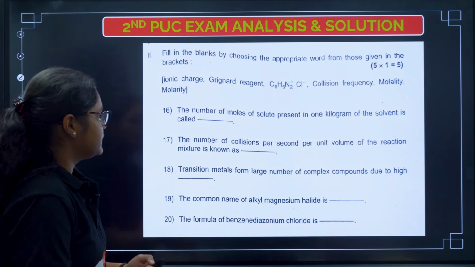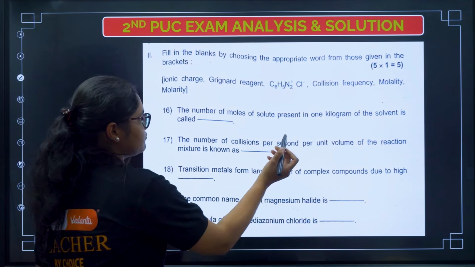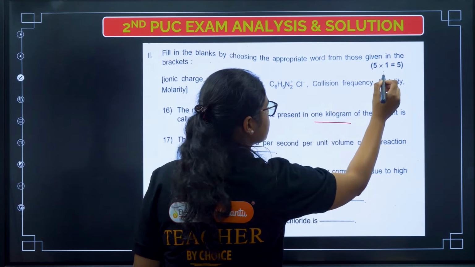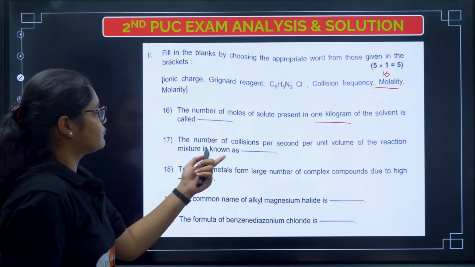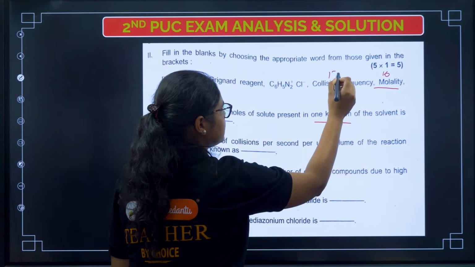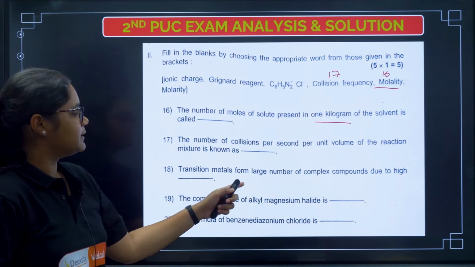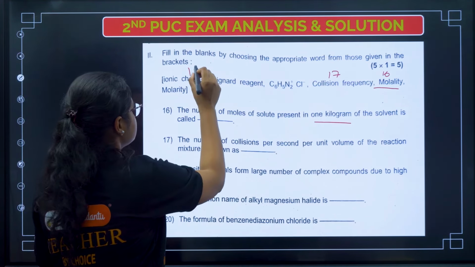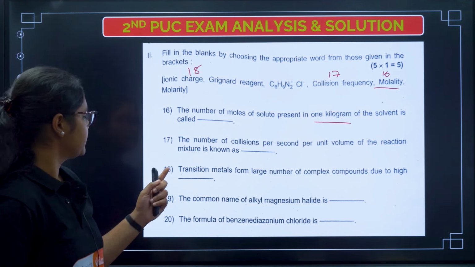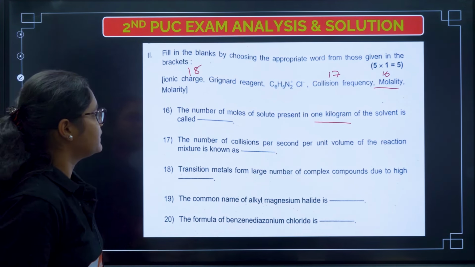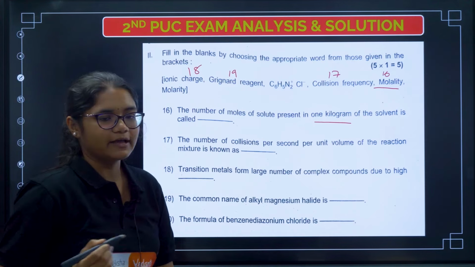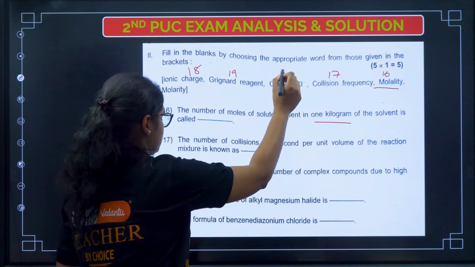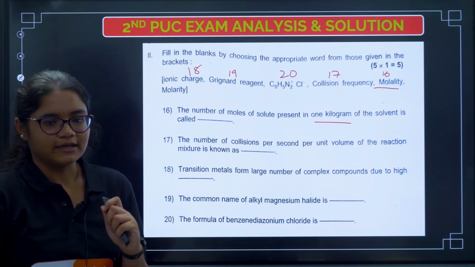Next, coming to your fill in the blanks, these were also very easy questions. Number of moles per kilogram, that is your molality. So the answer here is molality. This is the 16th answer. Number of collisions per second is your collision frequency, right? The transition metals form a large number of compounds due to high ionic charge. Okay. Next question. The common name of alkyl magnesium halides is your Grignard reagent. Direct, very easy question, this one. Formula of benzene diazonium chloride is your C6H5N2+ Cl-, right?